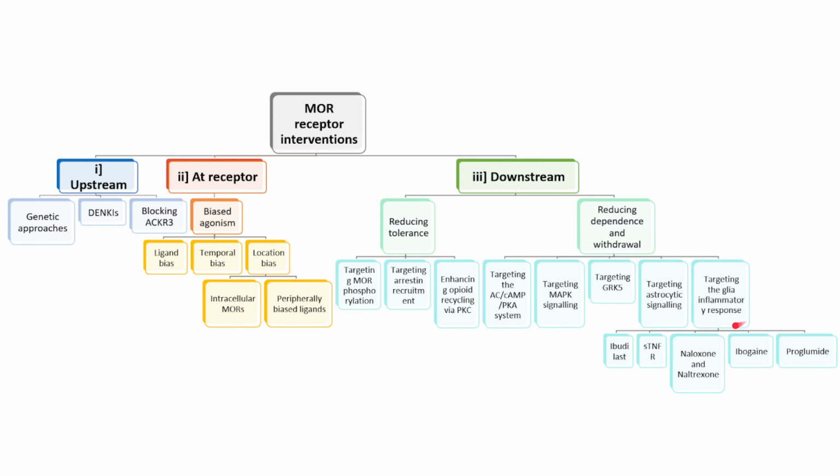And finally, targeting the glia inflammatory response. There's a lot of evidence to suggest that the inflammation response in glia could play an important role in dependence and withdrawal. So reducing that could provide good potential targets for drugs. And the ideal outcome, I guess, would be to have anti-dependence and anti-withdrawal drugs that you could take with normal opioid drugs like morphine.